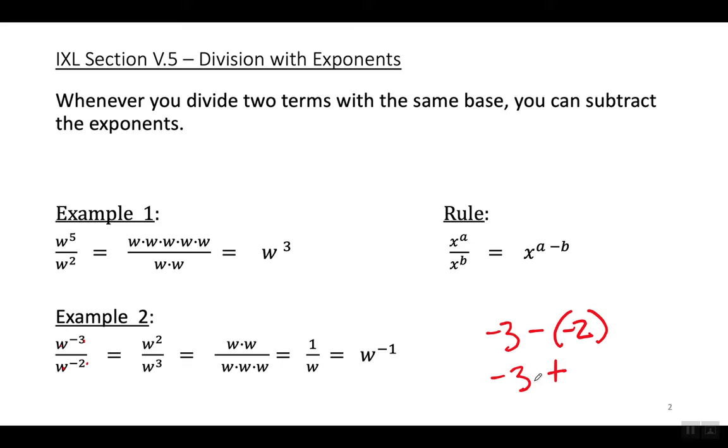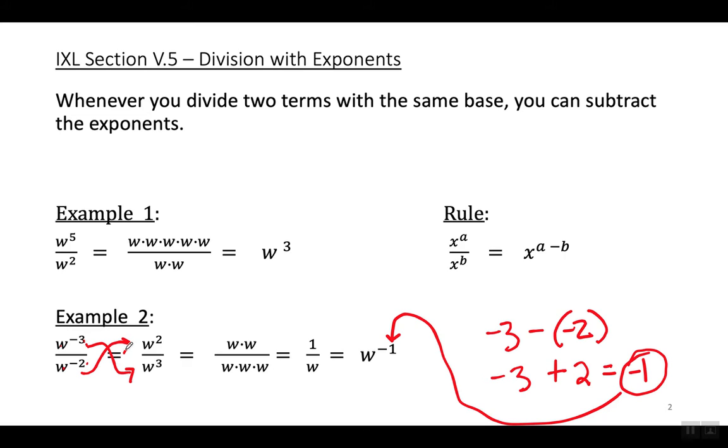Así que negativo 3 menos negativo 2 se cambia a negativo 3 más 2, que me da negativo 1. Y eso es el exponente que tengo escrito aquí. Ahora, otra manera de explicar por qué eso trabaja es si yo primero quito el signo negativo que está en los exponentes, que se hace poniendo el numerador en el denominador y el denominador en el lugar del numerador. Eso le quita el signo negativo.